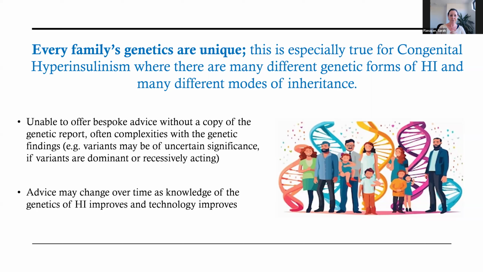This also really highlights the fact that families do need bespoke advice for the recurrence risk within that family, and that actually that advice needs to come at a time where it's most appropriate. So, for example, what we know is that advice on how you manage pregnancies in hyperinsulinism is likely to change over time as new technology and knowledge of the disease improves. So therefore, if you receive advice now, it may be different to the advice that you would receive in 15 or 20 years' time when your children are considering starting their own families.